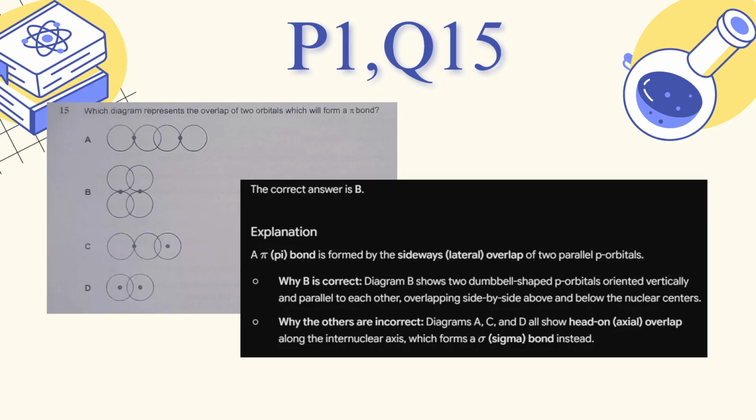Question number 15. A pi bond is formed by the sideways lateral overlap of 2 parallel p orbitals. Well, the order's incorrect. Diagrams A, C, and D all show head-on axial overlap along the internuclear axis, which forms a sigma bond instead. So the correct answer is B.